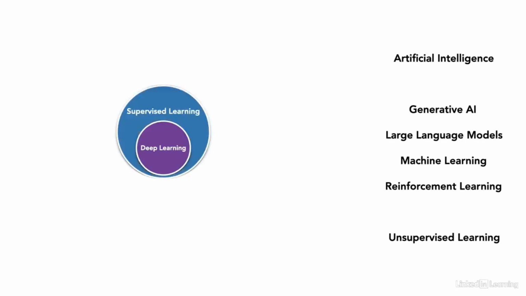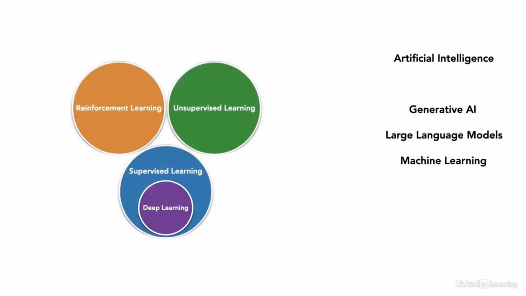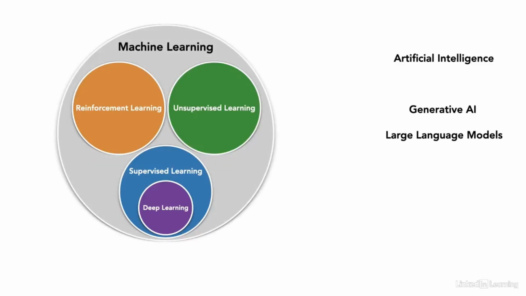Deep learning is one of many machine learning approaches that fall under the umbrella of what is known as supervised machine learning. Supervised learning, along with reinforcement learning and unsupervised learning, make up the three major branches of machine learning.